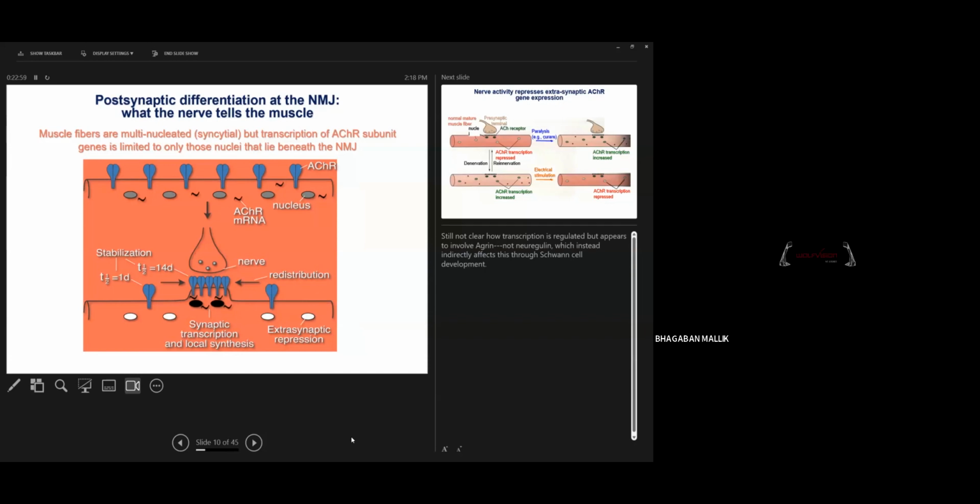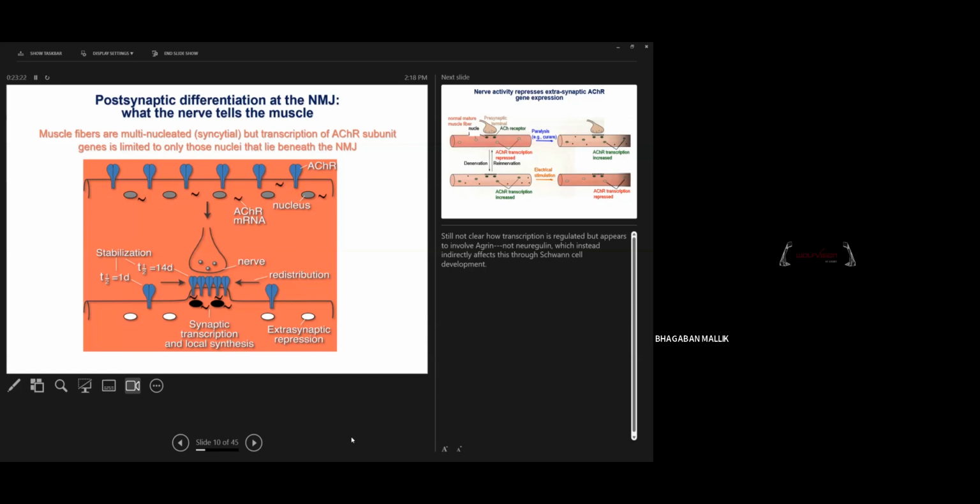Those receptors that you are seeing here, which are scattered in the postsynaptic cell, have a half-life of around 1 day. They are not stable when scatteredly distributed among these postsynaptic cells. But when you see the clustering of receptor, the half-life becomes more stable.